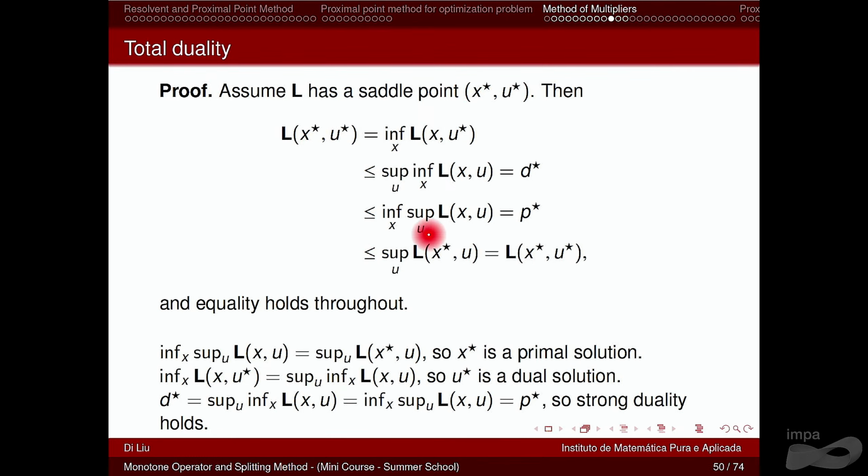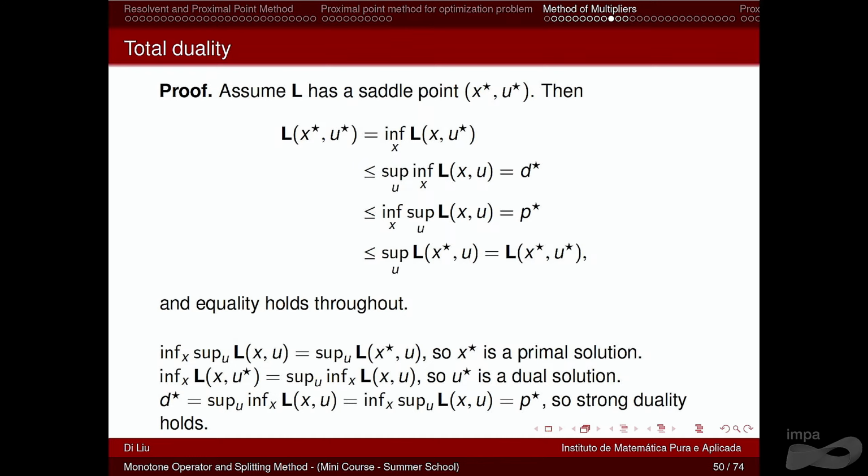So, because if we have a saddle point, we prove that the primal solution x star exists, the dual solution exists, and the strong duality holds. So we have the total duality.